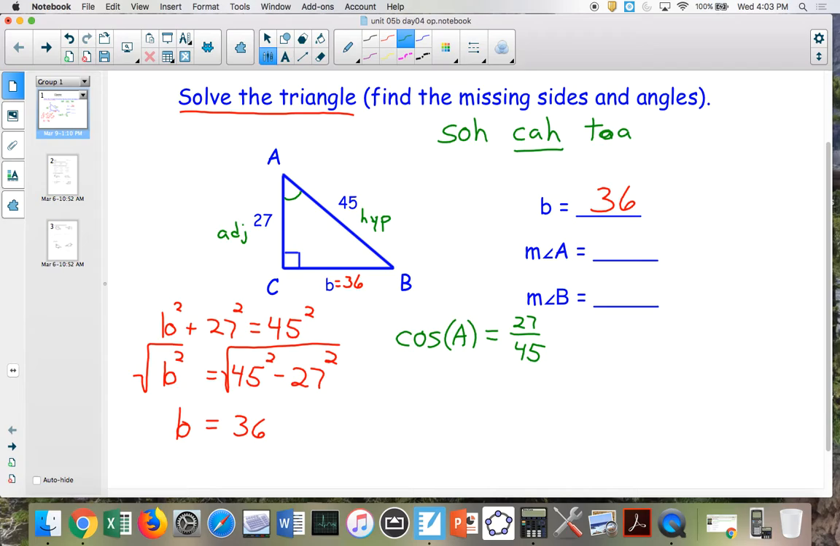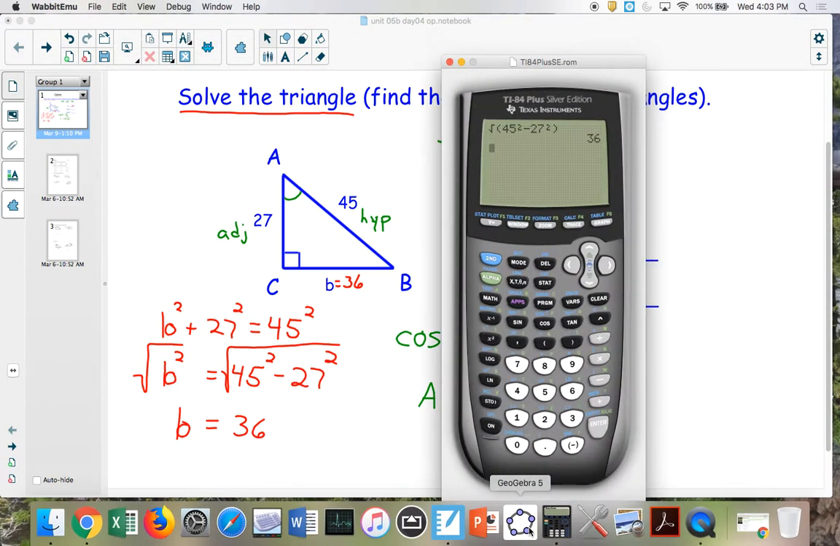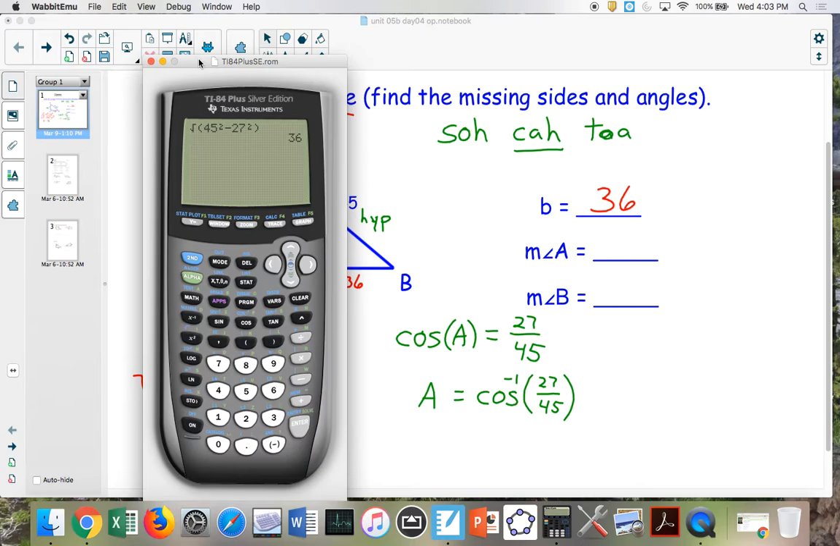Now I want to figure out what A is, so I need to undo the cosine. And the way I taught you in class to undo the cosine is we press on the calculator second cosine, and it gives us this. That means the inverse cosine. And then we'll type in the fraction for the inverse cosine. So once again, grab the calculator. And I want to make sure that I'm in degree mode, and I am.